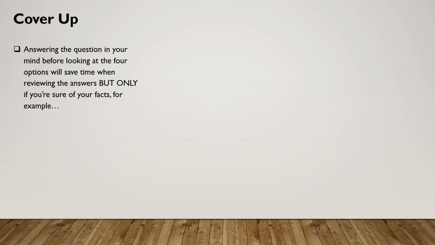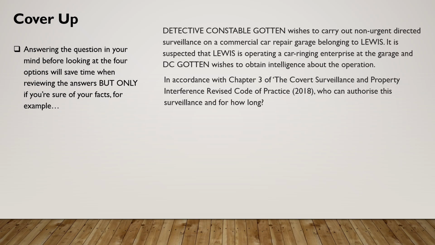If you know what directed surveillance is in the detail, remember the devil in the detail, then you will be able to dive straight into the correct answer. So just to recap then, Detective Constable Gotten wishes to carry out non-urgent directed surveillance on a commercial car repair garage belonging to Lewis. It is suspected that Lewis is operating a car ringing enterprise at the garage, and DC Gotten wishes to obtain intelligence about the operation. So again, in accordance with Chapter 3 of the Covert Surveillance and Property Interference Revised Code of Practice of 2018, who can authorise this surveillance and for how long?